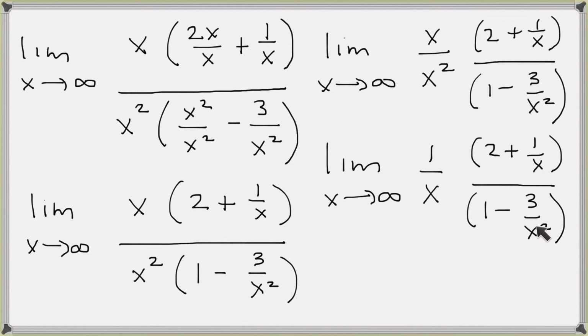So what I wind up with is that 1 over x goes to 0. The top part is going to 2. The bottom part's going to 1. If I multiply all that out, I just get 0. So the limit as x goes to infinity of this function is 0.